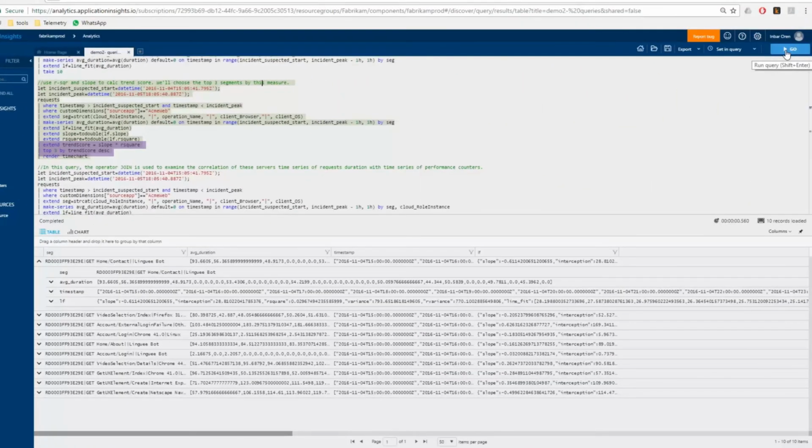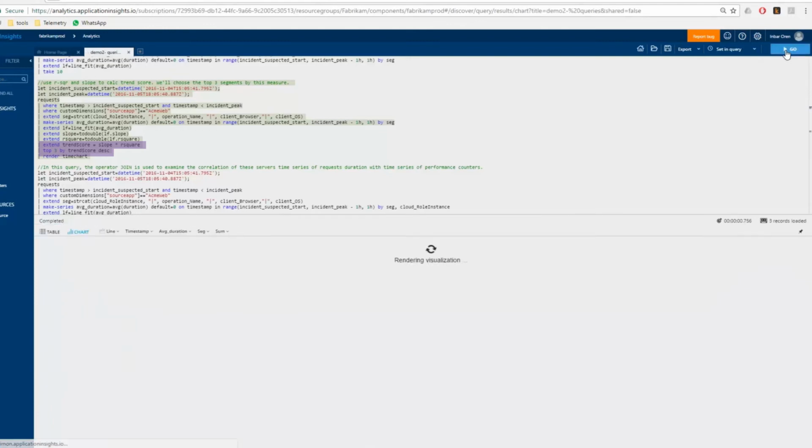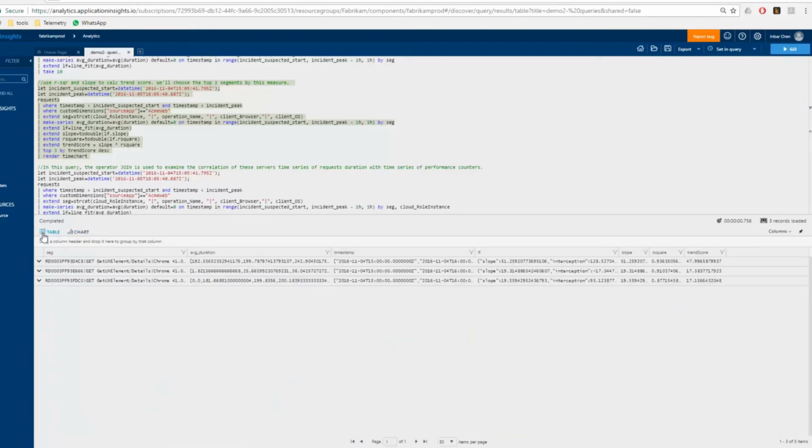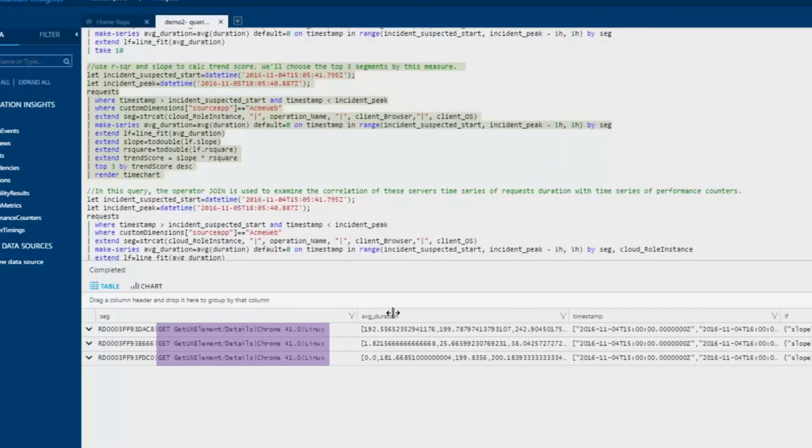We choose the top 3 segments by this measure. This gives us a much better result. There are 3 segments, all are manifesting a clear sign of performance degradation. The data account for requests coming from users of a specific browser and operating system hitting the same page.